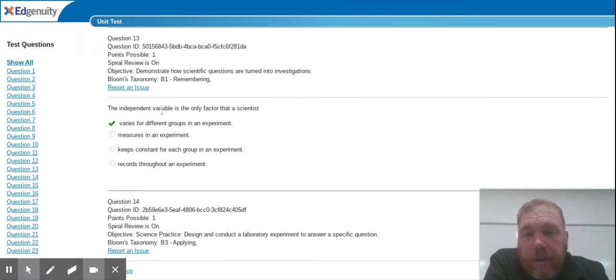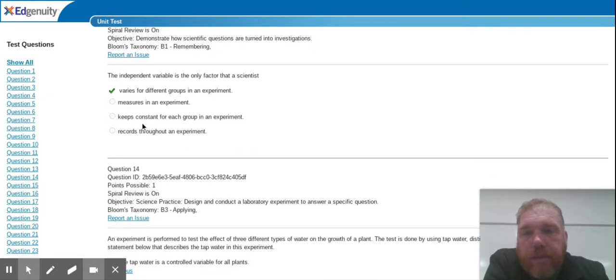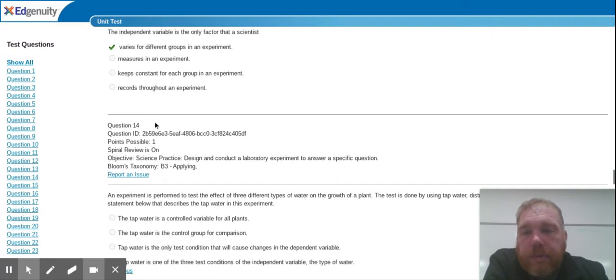The independent variable is the only factor that scientists change. Independent variable is the one that we change or varies. A dependent variable would be the one that's measured. So that's the difference there. Something that we keep the same or constant is a control.